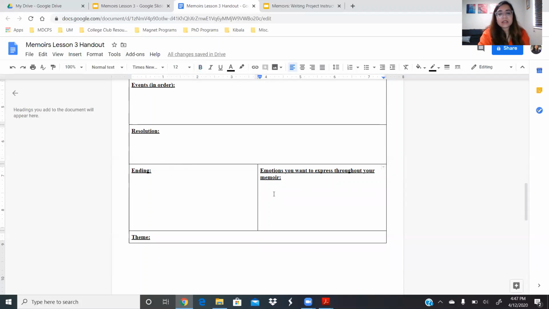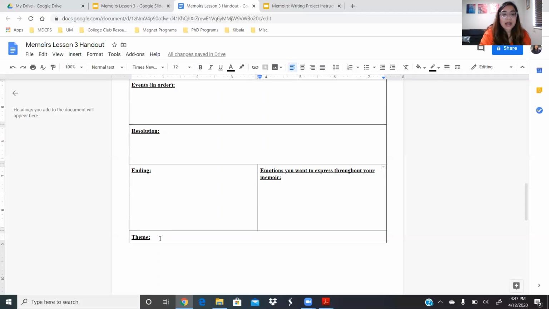And then I want you guys to write down some emotions you want to express throughout your memoir, right? Because memoir writing isn't just telling me the facts about your life. I woke up, I went to the mall because I wanted to buy cute jeans, and then I realized I lost my wallet. No, I need you to tell me the emotions that you felt throughout your story, okay? What emotions do you feel? And this has to do with showing and not telling, right? What do you want to show me?